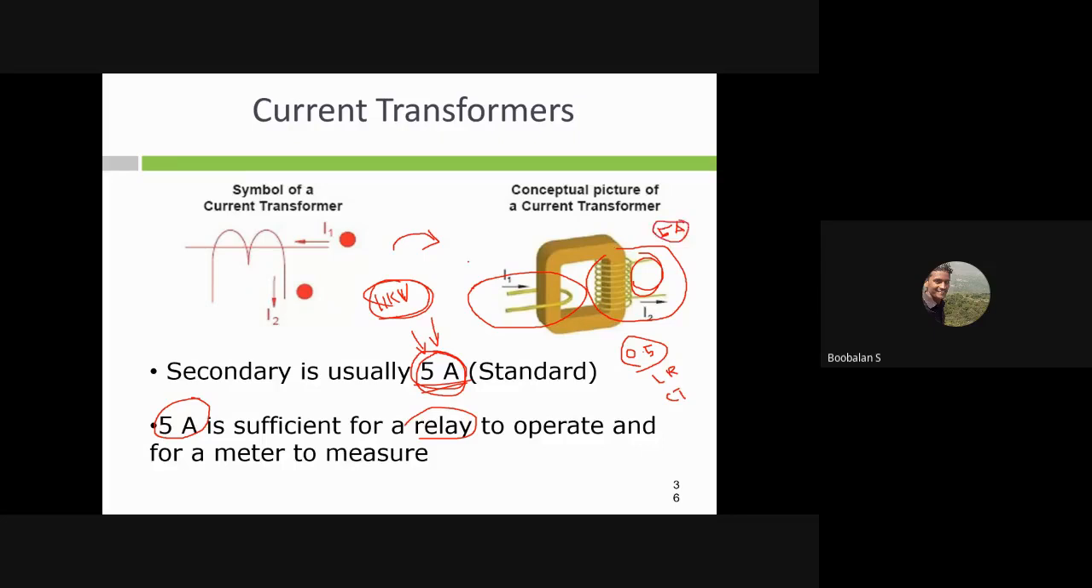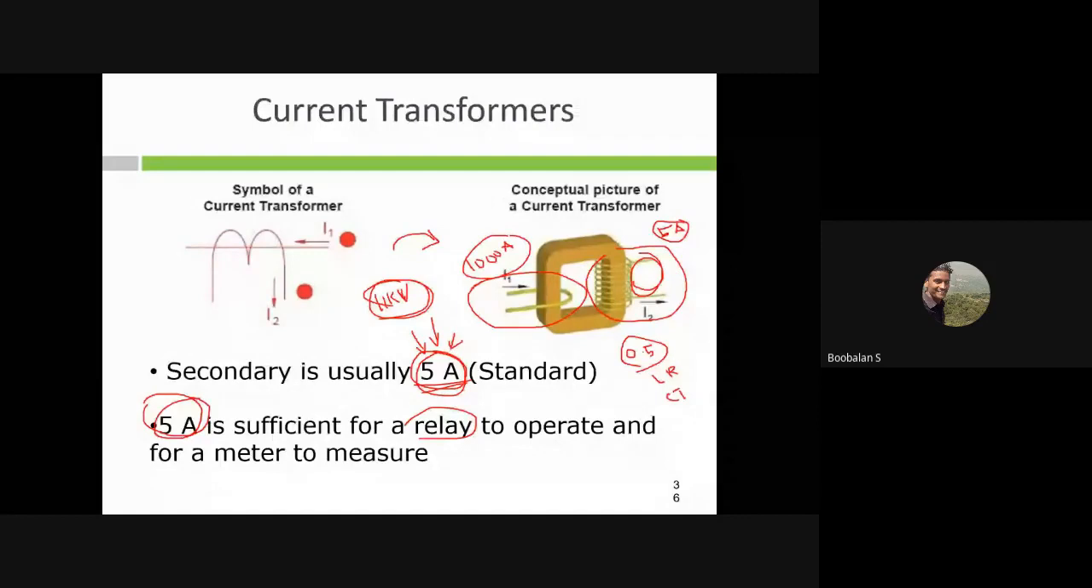So the primary will be 1000 ampere, right? We're going to see the turns ratio later. For example, in my switch yard and high tension line, the relay should only be capable of operating up to 5 ampere. For that purpose, my secondary CT output is 5 ampere, right? Here I'm going to do a quick recall.